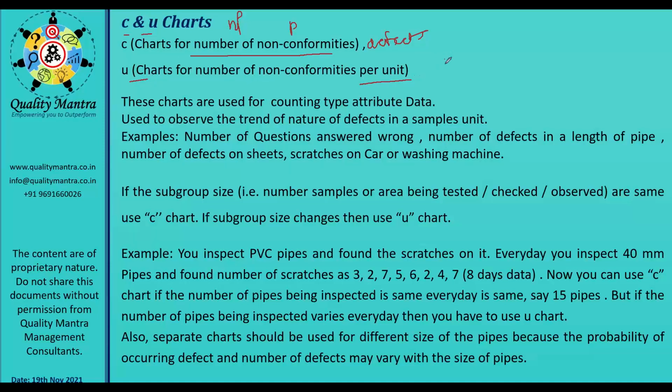How many samples you have checked, that also is important. If every day you are monitoring the same number of samples, then okay, you can go for C chart. But if your number of samples varies every day, it means you need to go for the U chart. You need to monitor the proportion, the non-conformities per unit.